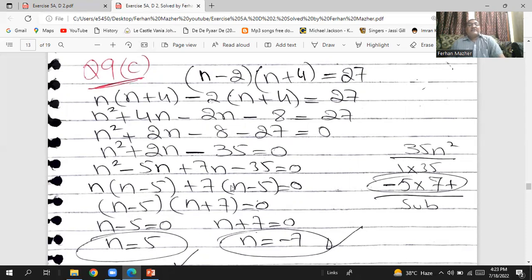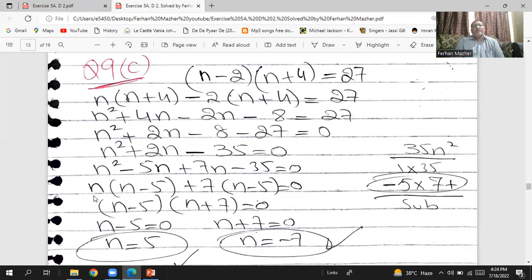So in this term and in this term, you can see that the bracket n minus 5 is common. From here, we will have n. From here, I will have plus 7 in the second bracket. So these two brackets, they are multiplying with each other, and their answer is 0. So it means the first bracket is 0 or the second bracket is 0. So I will make n minus 5 equals to 0. So n will be equals to 5. In the same way, n plus 7 is equals to 0. So n will be equals to minus 7.